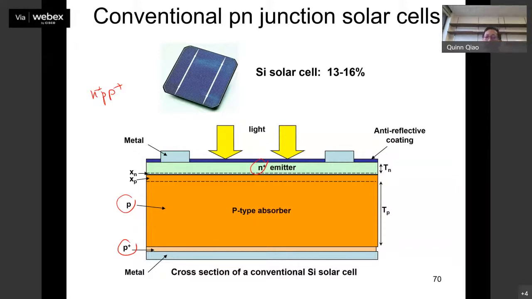And then on the top, you typically have an anti-reflection coating. Why is that? Because if you look at a silicon wafer, I'm not sure if you guys have seen a silicon wafer. I can show you a silicon wafer right now.